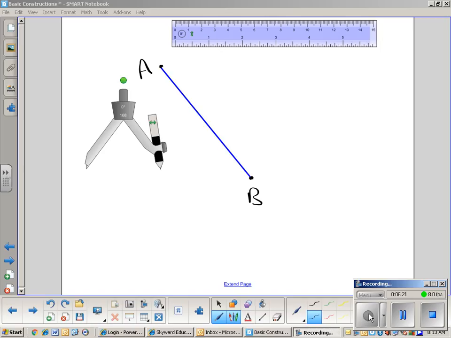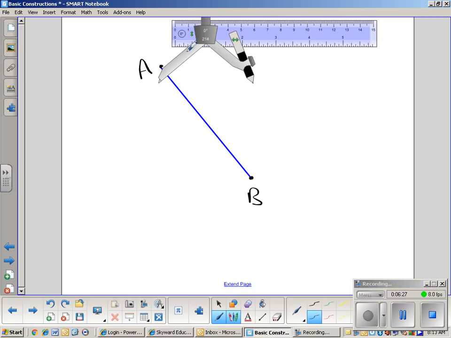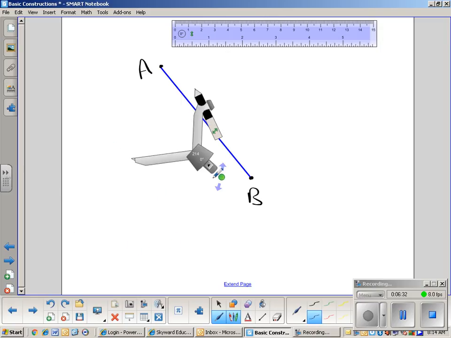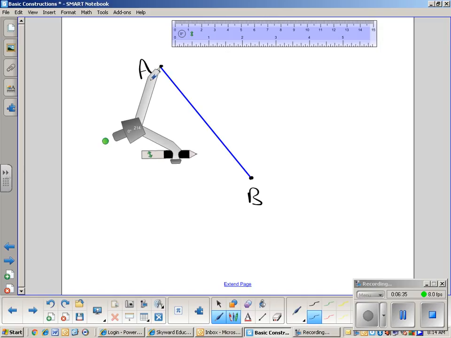Go ahead, Dalton. Make your compass more than halfway. Make my compass setting more than half of AB, right? I'll get there. Okay, so is that more than halfway? Okay, good. What do I do next? Someone other than Dalton. Make an arc above and below. And well, my line isn't horizontal anymore, so is above and below real obvious? Or do we just really mean on both sides of the line?